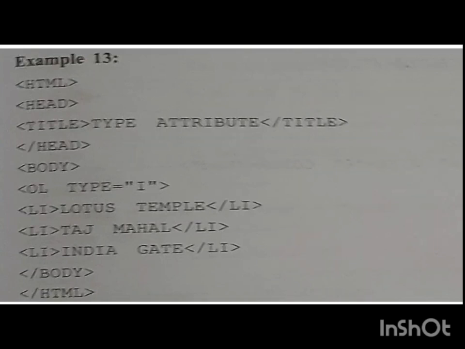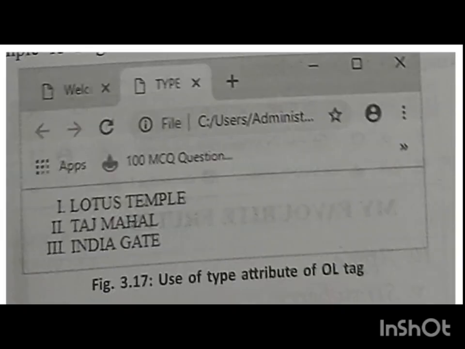Now class, let's move further. Next we have created a list. There is no start given here. You can see that only the type is given, other attributes are not given. So it will come as first, second and third. First Lotus Temple, second Taj Mahal, and third is the India Gate. You can see the output, it is coming like this.